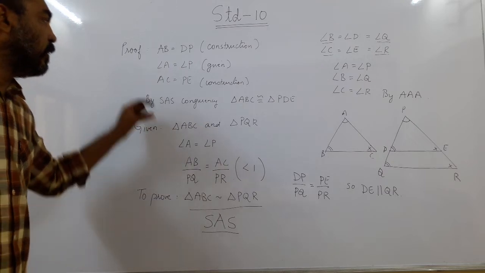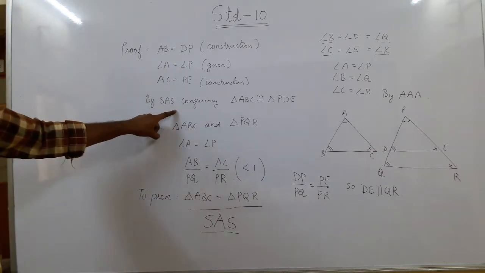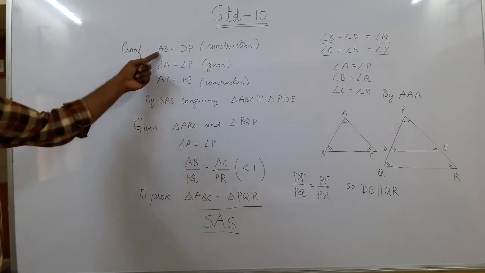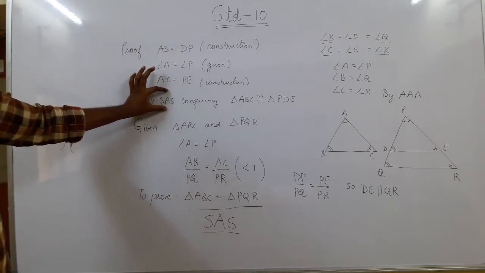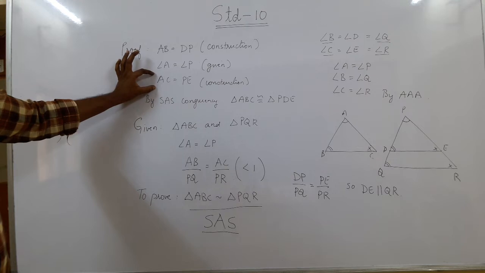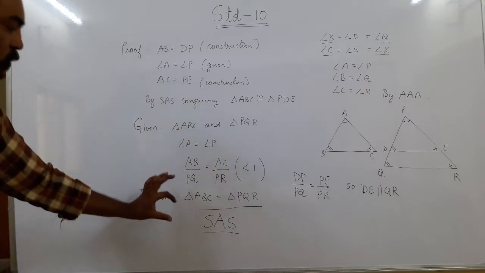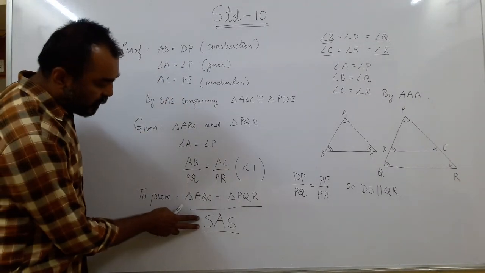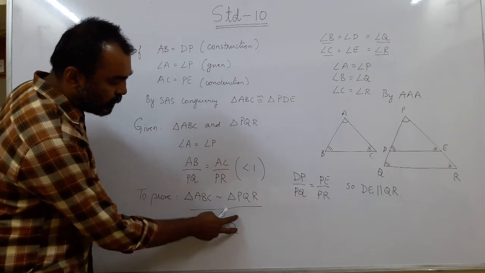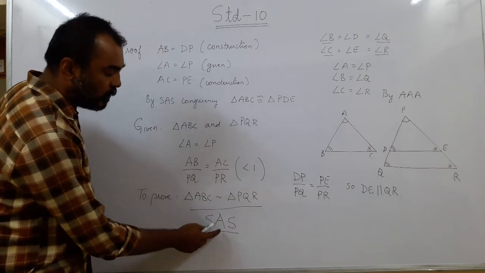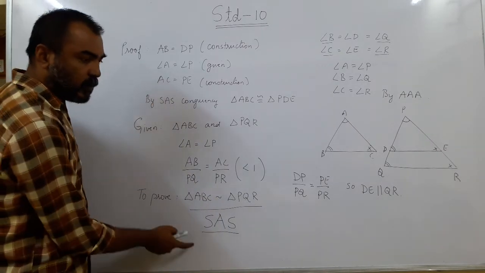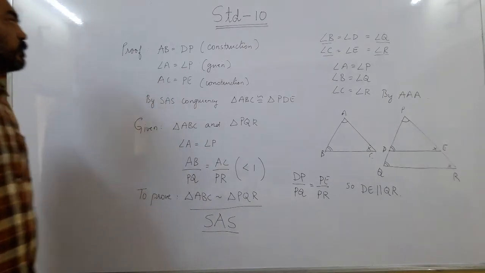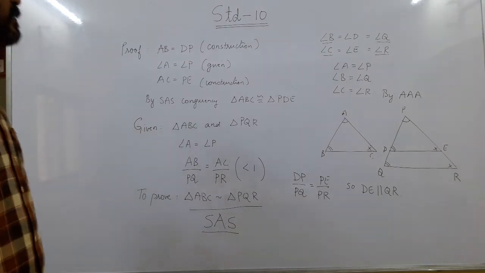Again I repeat, in congruency, SAS, the corresponding sides should be equal, the included angle should be equal, and again the corresponding side should be equal for congruency. For similarity, the ratio of these two sides and these two sides should be equal, and the angle should be equal. So here the side should be equal, here the side should be in the same ratio. So we have done the SAS criterion.